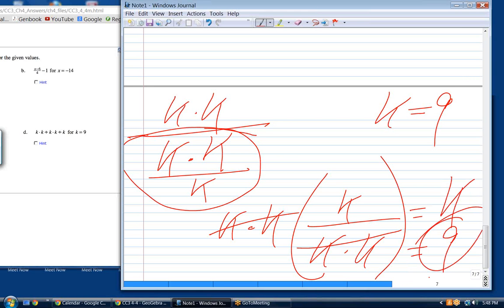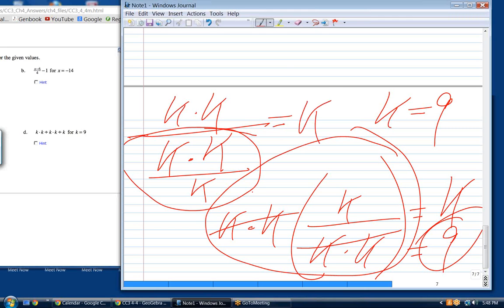Because K equals 9. But notice that if K had been 3, I still could have done it this way and simplified it to K, and K would have just been 3. I didn't really need to substitute 9 into that expression. I needed to simplify first. Whatever I came out with, which was K, now I can just substitute directly.